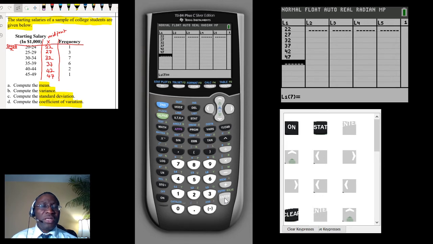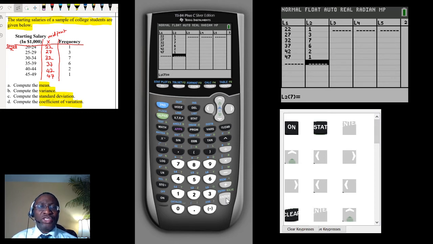Now that we have entered the midpoints, we're now going to enter the values of the frequency. The values of the frequency should be entered under L2. So let's go ahead and enter those values. We have 1, enter. We have 3, enter. We have 7, enter. We have 6, enter. We have 2, enter. We have 1, enter. Now we have the midpoints and their corresponding frequencies.